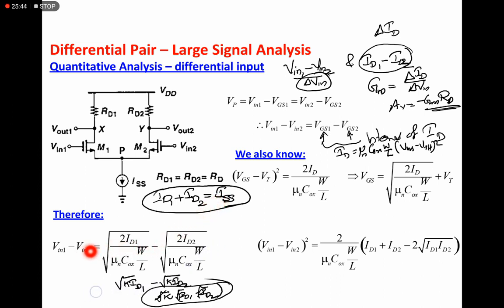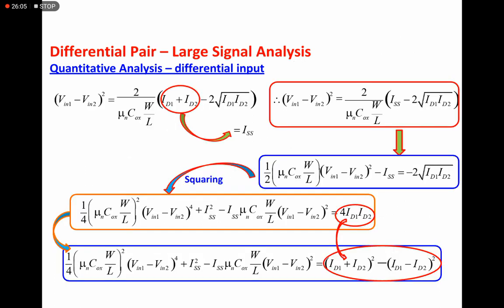If we square this one, we will get (Vin1 minus Vin2) the whole square is 2 by mu n Cox W by L, taking that common term outside, (ID1 plus ID2 minus 2 root ID1 ID2), and this one will be ISS, right? This one will be ISS, and the equation changes to like this one. And from this one we can find the value of ID1 ID2.